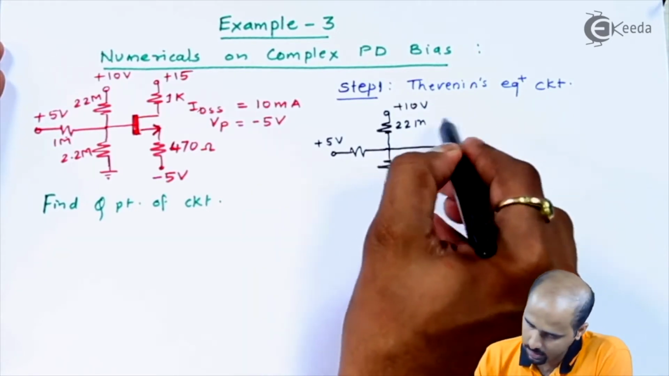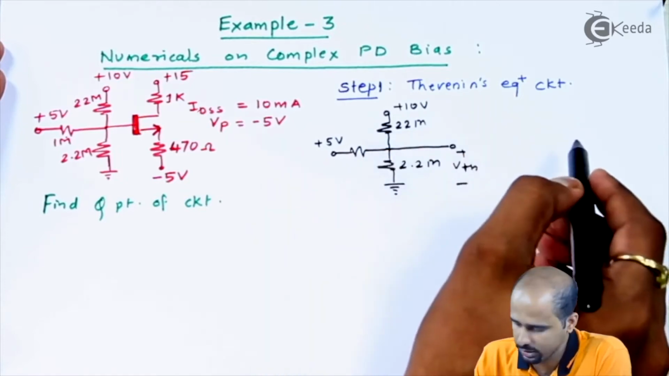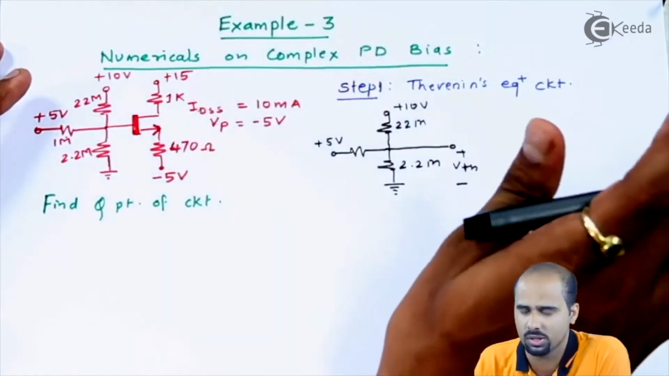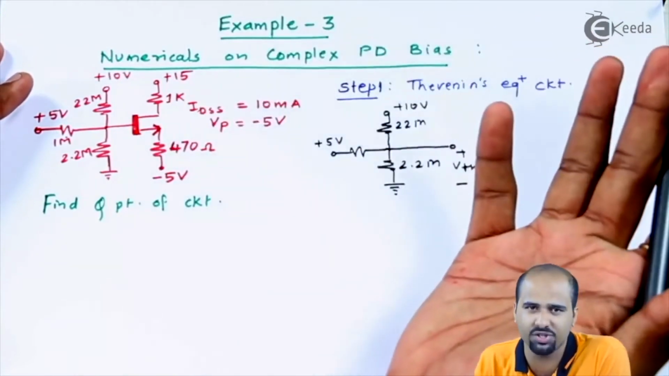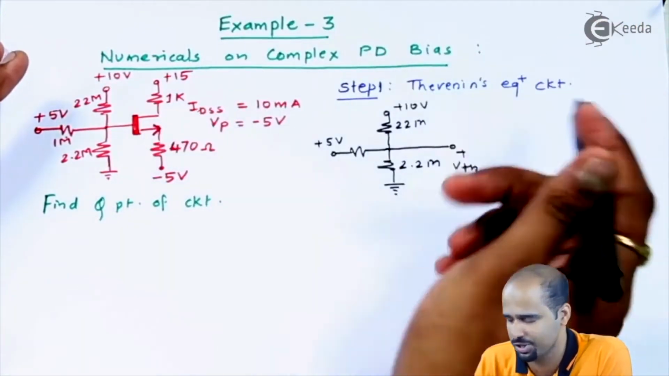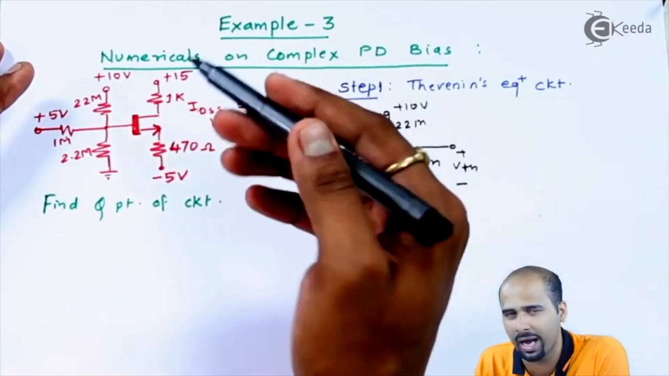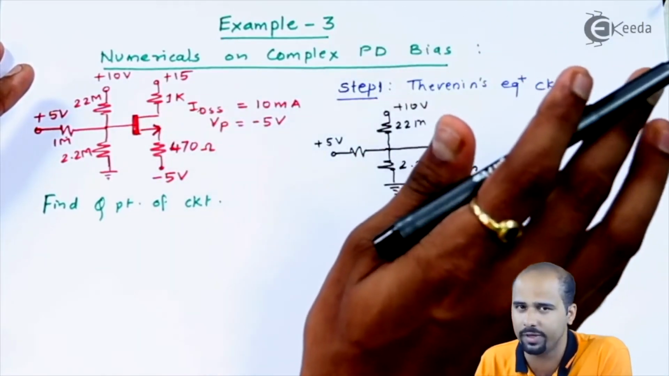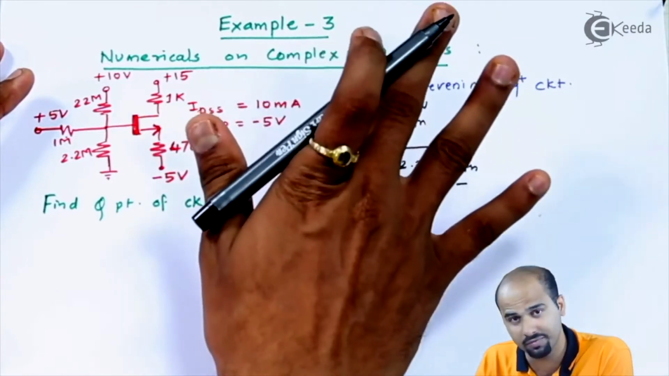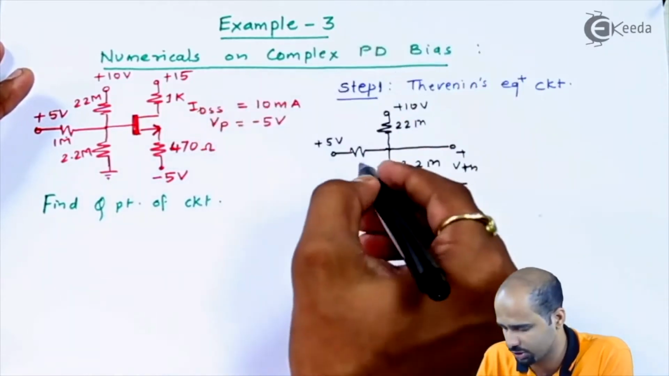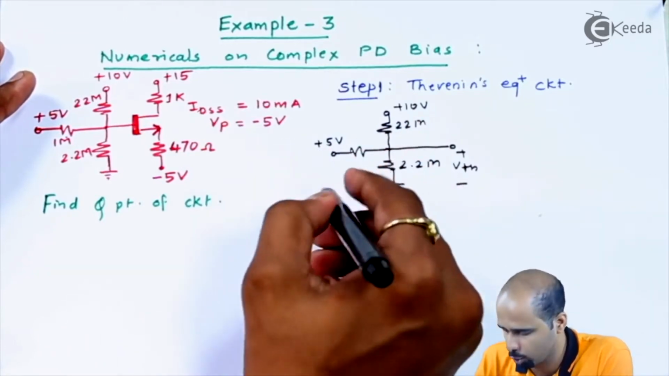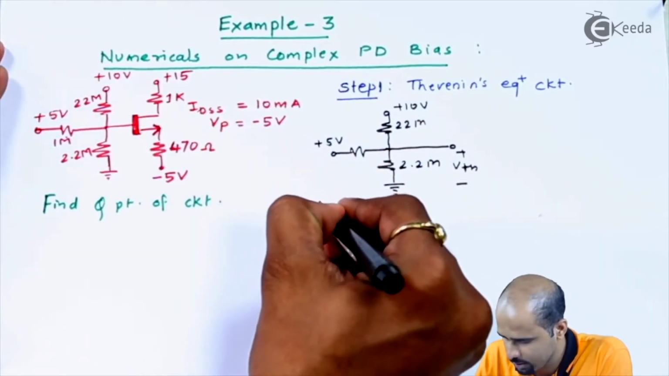If I want to find the value of VTH, first of all we will apply the superposition theorem in a very simple sense. Otherwise you can use mesh analysis, nodal analysis, or apply KCL, n number of ways, and we will find the value of VTH. But here I will apply the superposition theorem, which is lengthy, but still we will use it.